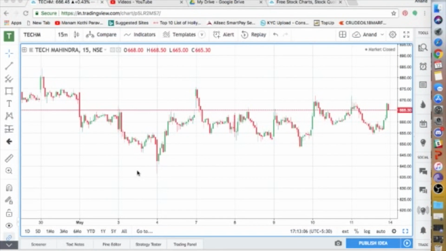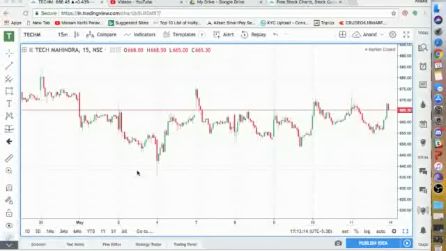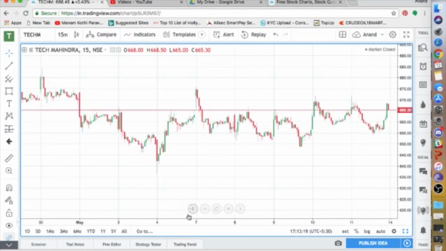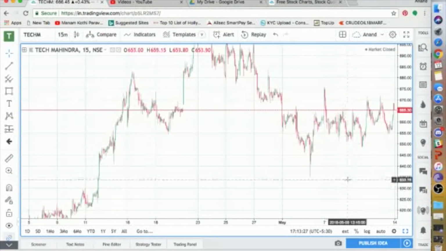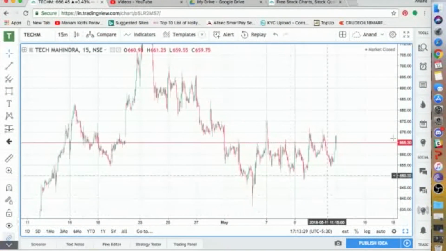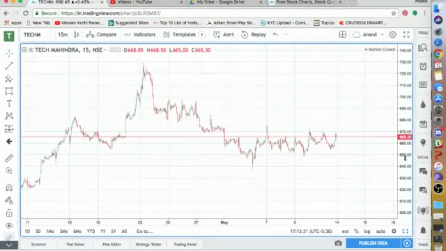Recording a quick video to show how we can actually pick up these zones, where exactly to draw the zone, and how big the zone should be. First thing I usually do on TradingView, once I have the chart up, is make sure it's on 15 minutes. Once it's on 15 minutes, I zoom out to see if there is any particular trend I am seeing on the stock.